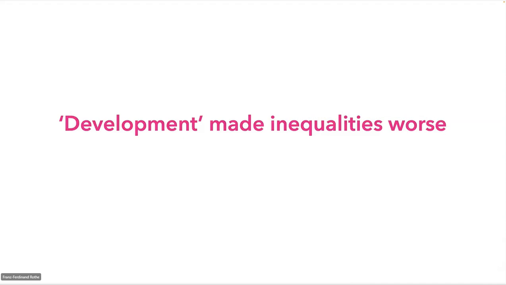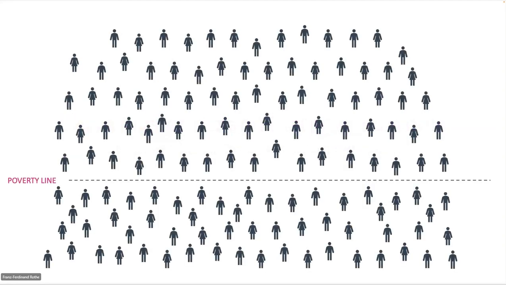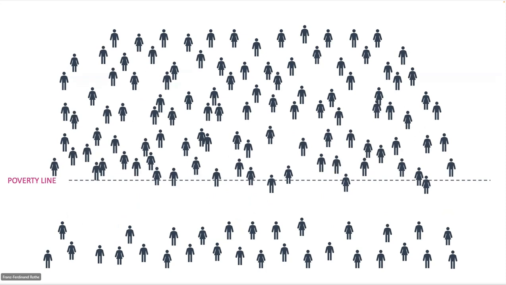Before I talk about our project, I want to quickly talk about how and why that happened, because it sounds a little bit counterintuitive. Well, development efforts often ended up making inequalities worse by leaving behind the most marginalized groups. I'm going to briefly illustrate this. If you think, for example, of the fight against poverty, we've seen in these decades leading up to the SDGs a remarkable progress in getting people above the poverty line, which of course is laudable. But we also saw at the same time that the gap between those whose life improved and those that were most left behind increased. So these inequalities increased.